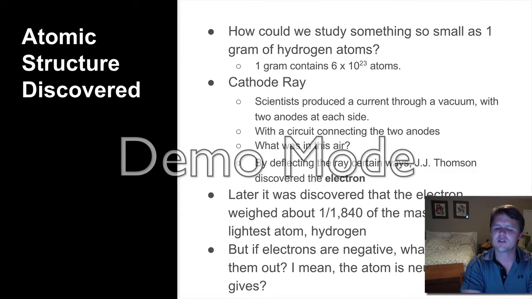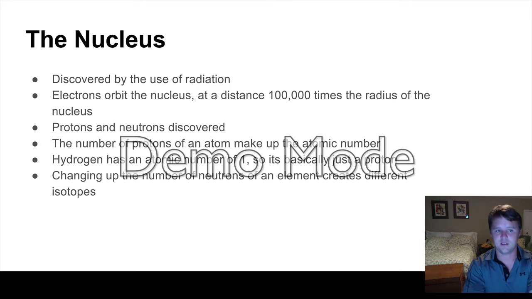But if electrons are negative, what balances them out? I mean, the atom is neutral. Most atoms try to be neutral. So there has to be something in the nucleus, and that's what they discovered next. The nucleus, discovered by the use of radiation. Electrons orbit the nucleus at a distance 100,000 times the radius of the nucleus. So really far away. Imagine the Earth and the Moon.